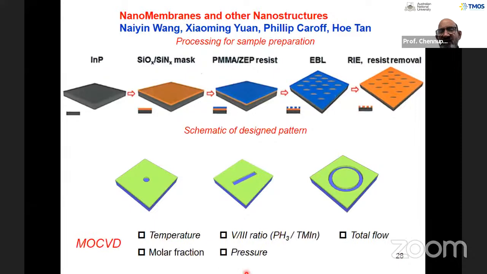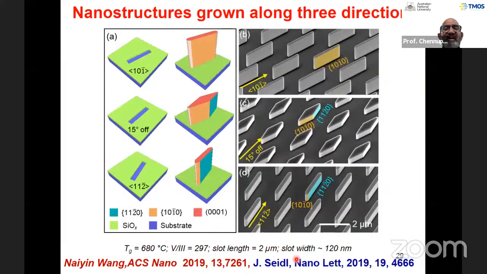So again, he optimized various conditions in order to get these things to work. Here's a case where Nain Wong has opened up this slot along a particular crystallographic orientation of 101 bar, put this into the epitaxy reactor, and introduced the gases needed for the growth of indium phosphide. You can see you get beautiful membrane structures, which are very thin, with side facets of 101 bar 0 or so.